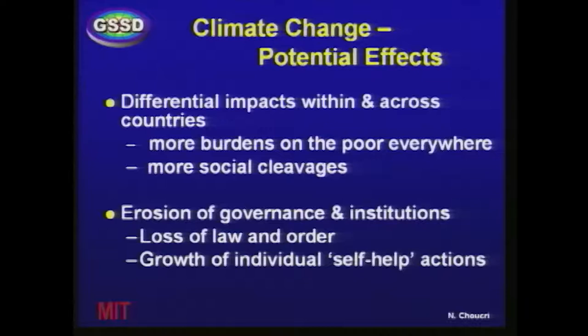Without spending too much time on this, the other side of the loss of law and order is the growth in individual entrepreneurship, self-help, if you wish. And remember, societies are organized to prevent excessive self-help. So what we worry about here is that we have not thought enough about the potential consequences on the social order of this particular surprise. And now we understand that this is terrifically important, and at least in the political science department, we are spending serious time looking at that issue.